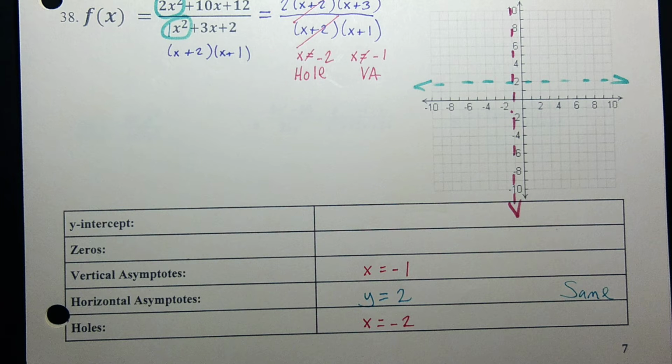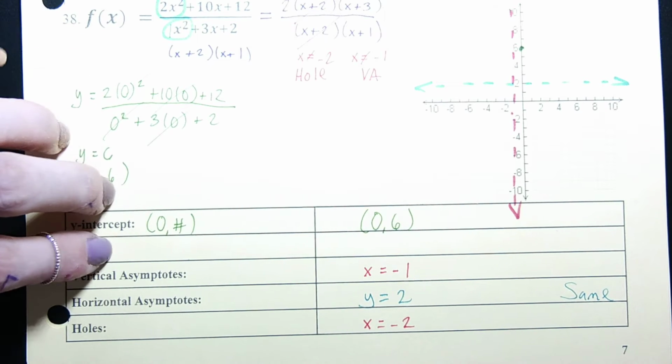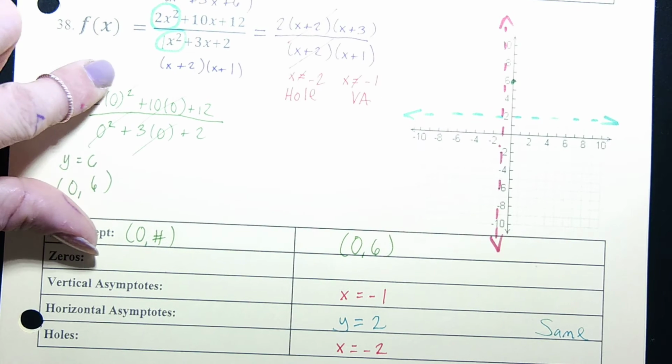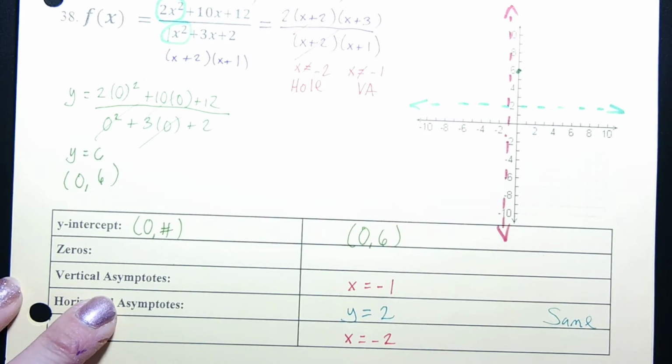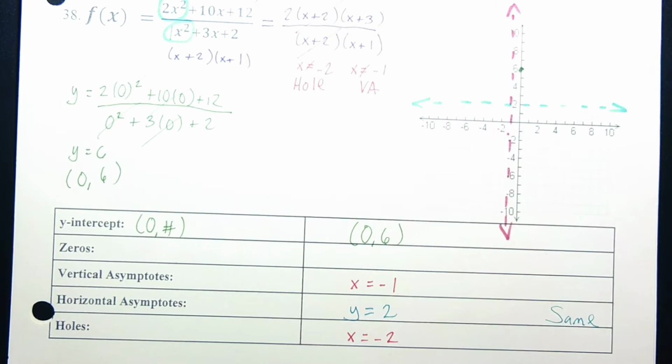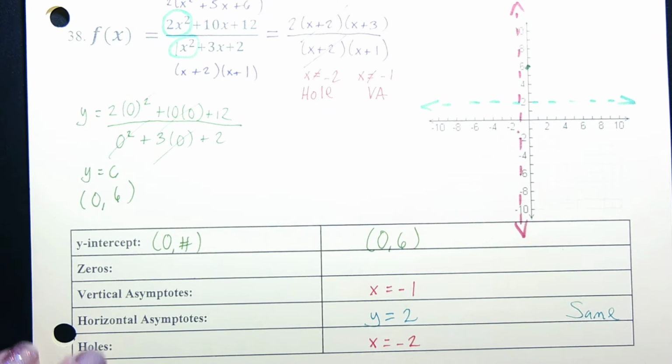What are we getting for the y-intercept? 6. Perfect. So plugging in 0, we get 12 over 2, which is 6. So (0, 6), and plunk it on your graph. So we identify it exactly in the box, and we plot the point exactly on our graph.